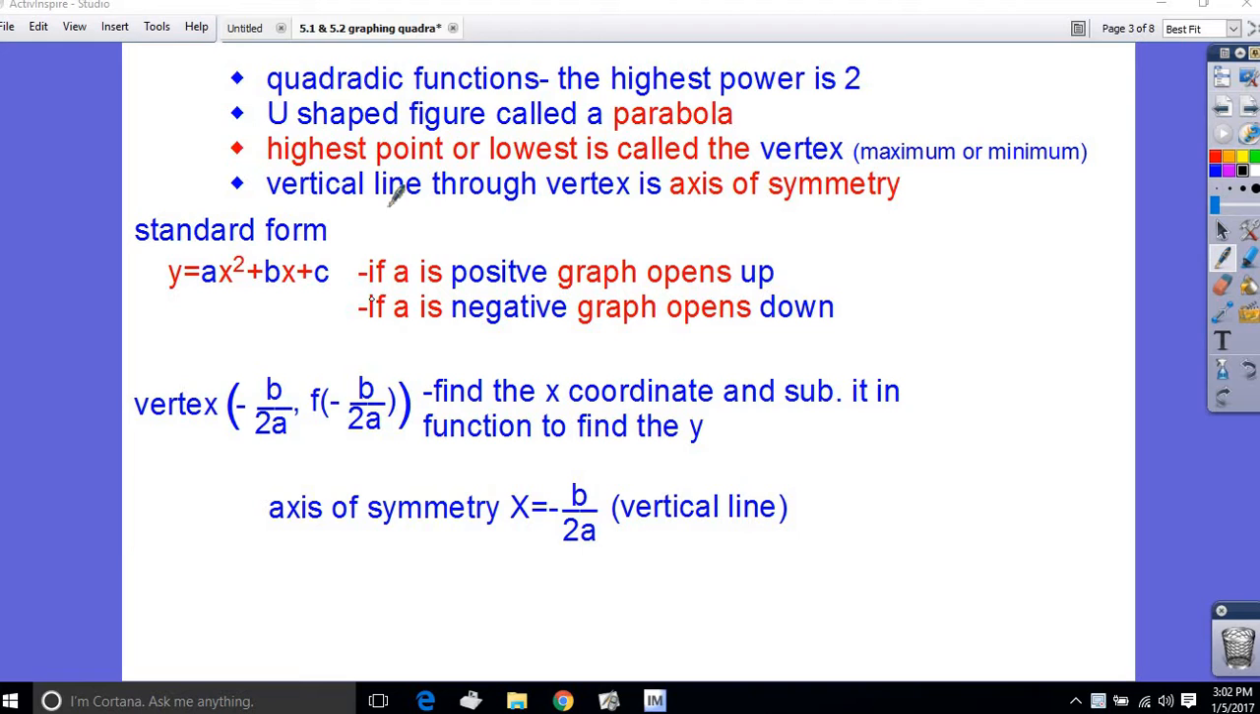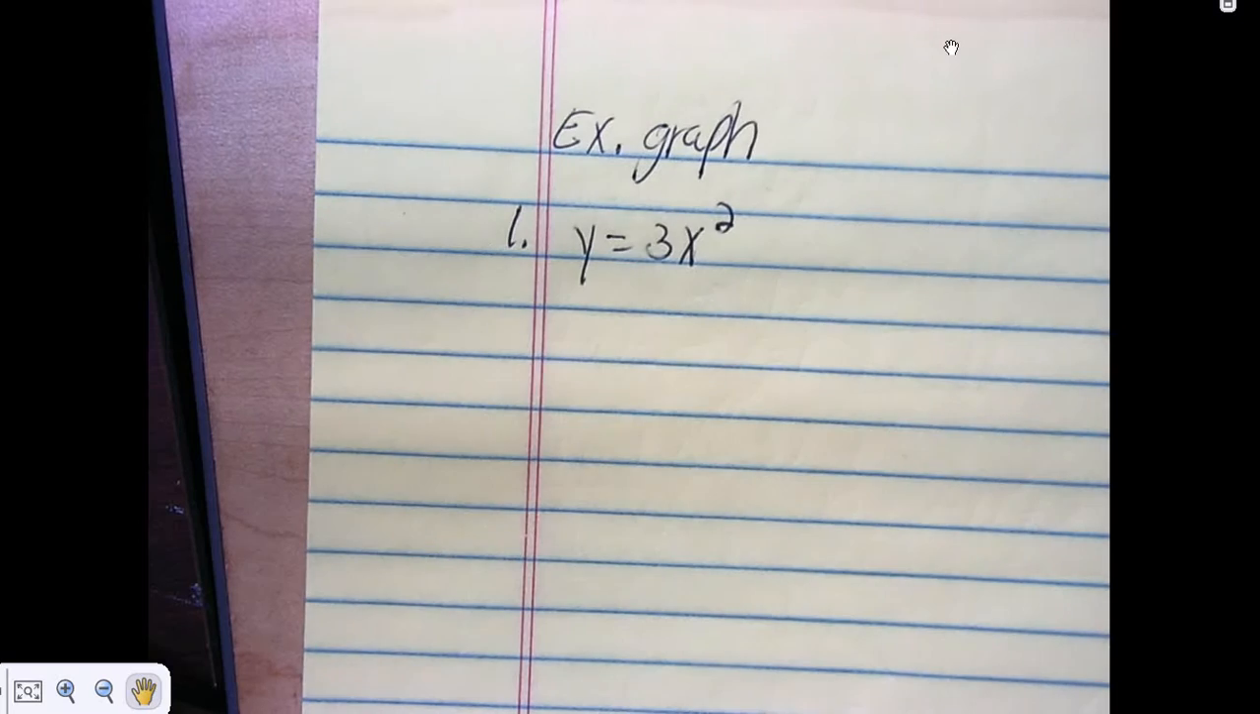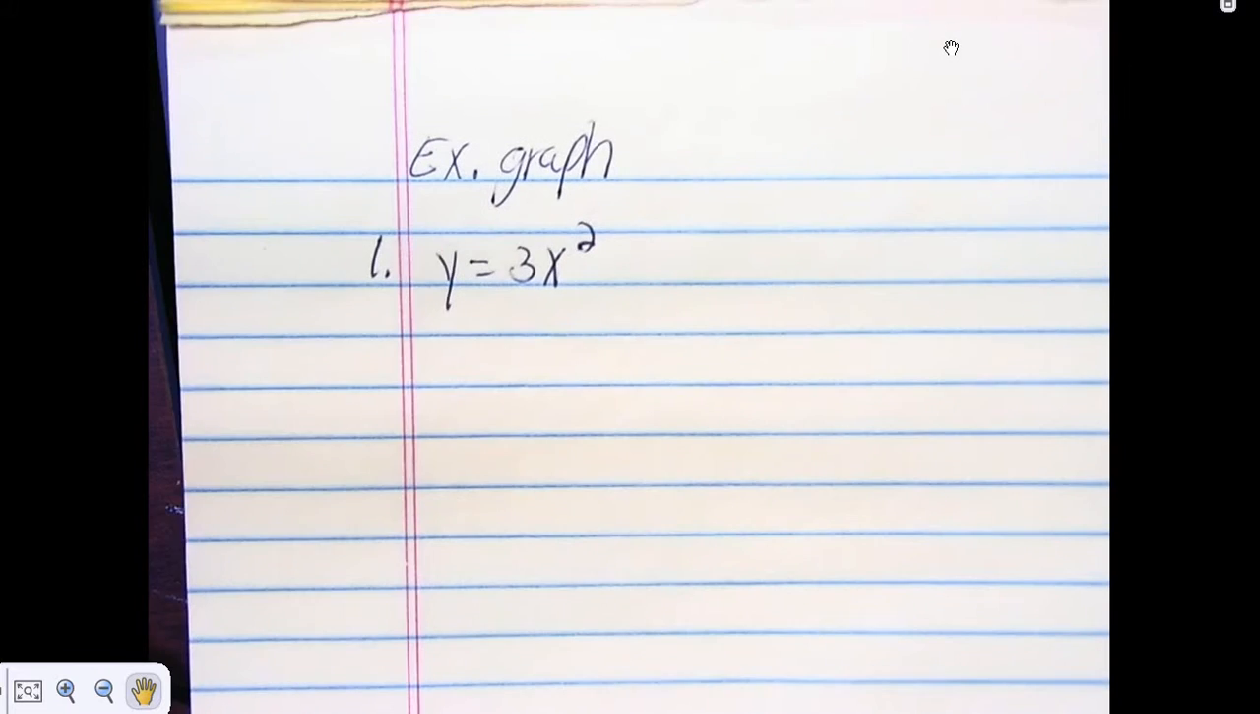All this information you had on the last video is good to know. What I'd like to really get into though is the graphing aspect of how this thing works. So let's take a moment to look at that. Alright, I want to graph this right here.